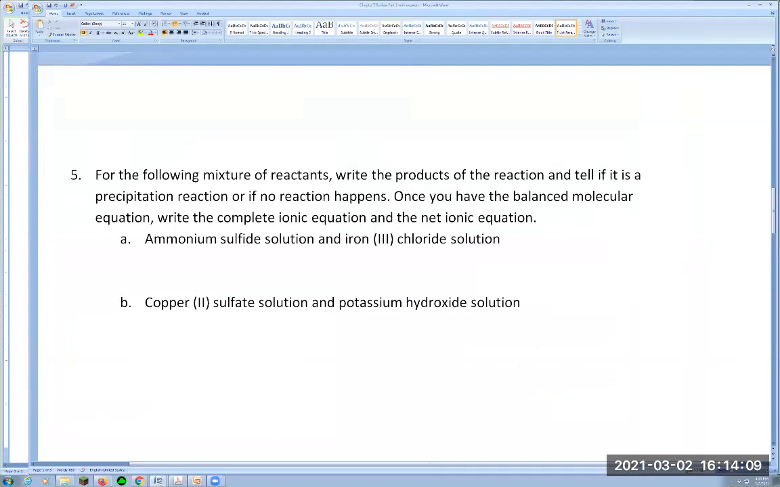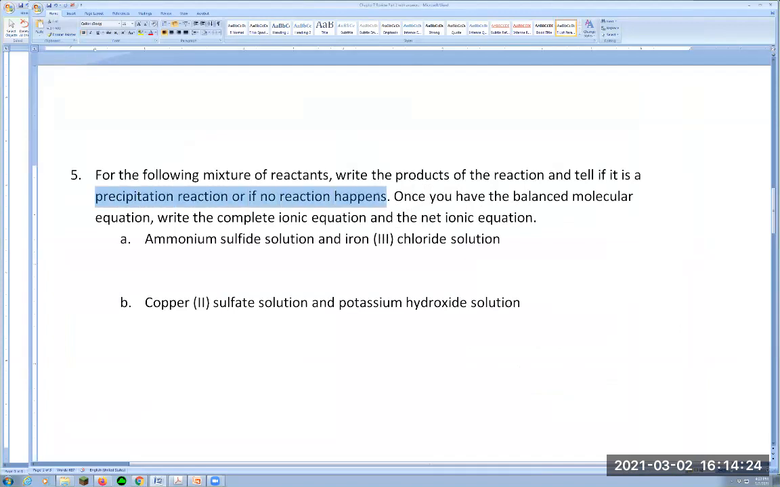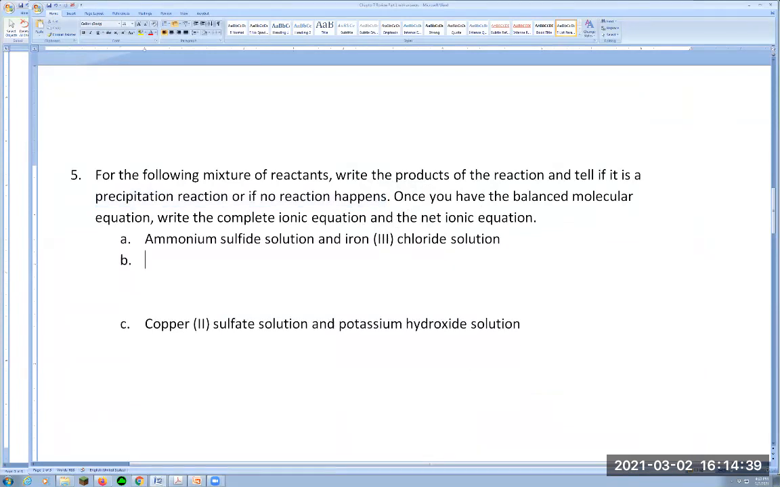So we have reached question 5. For the following mixture of reactants, you have A, B, C, D. Write the products of the reaction and tell if it is a precipitation reaction or if no reaction happens. So you have to decide, is it a precipitation reaction or not? Once you have the balanced molecular equation, write the complete ionic equation and then the net ionic equation. So there is a lot to do in each case.